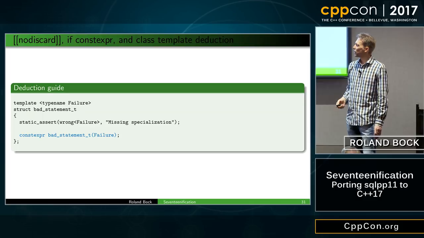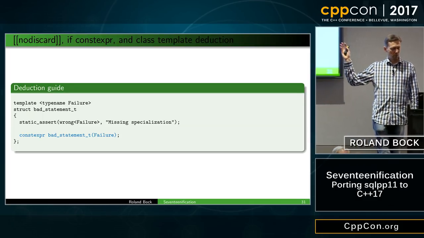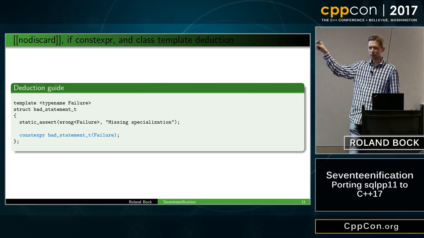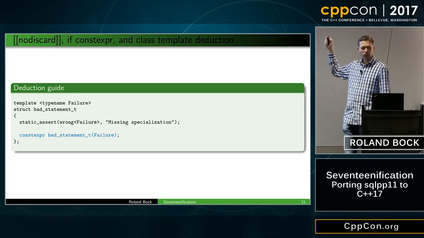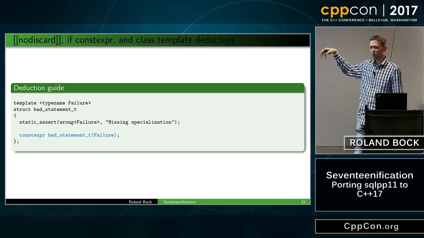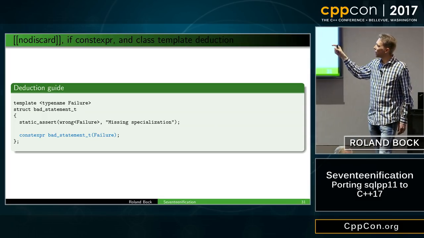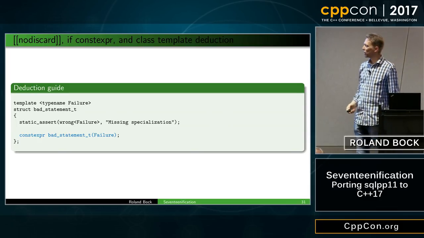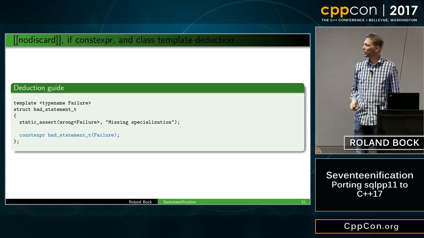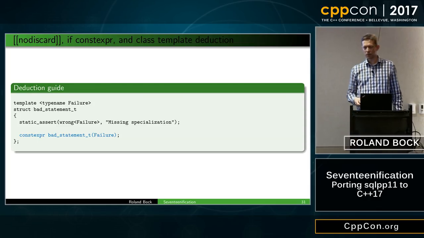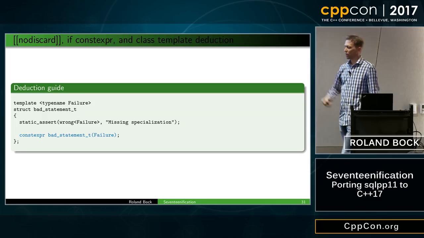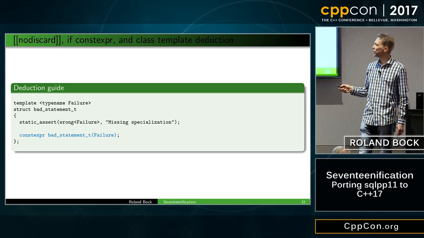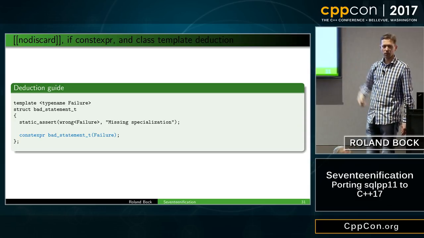So in this case, the primary template for bad statement contains a static assert that will evaluate to false. And so whenever you try to use this, it will fire a static assert and tell you to use some other specialization. But there is a constructor added to this nonetheless, right? And this helps the compiler to figure out which bad statement to use, because it takes an argument of the template parameter type.